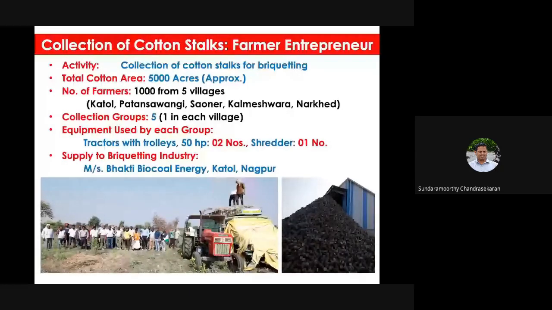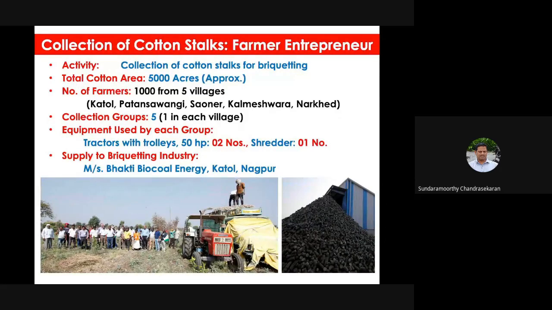So he thought about how to source this raw material. So he made a group of almost 1,000 farmers covering an acreage of around 5,000 acres in the nearby villages surrounding this one. And he has started collecting the stalks from these through this chipper. He has custom hired the chipper tractor along with the trolley, and he is using that. And during the season, he collects this chipped stalk from the field and then supplies it to the briquetting plant, which is located in Katol.